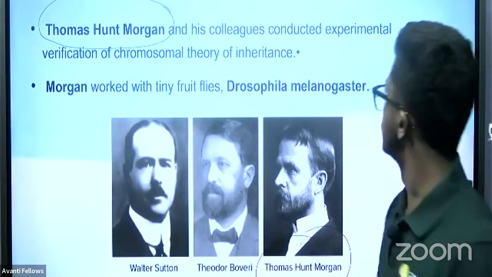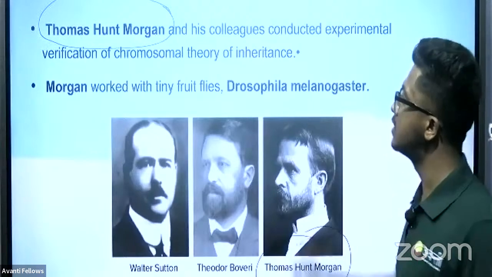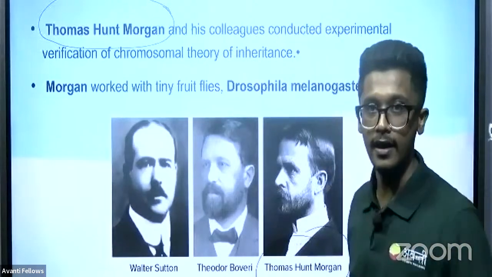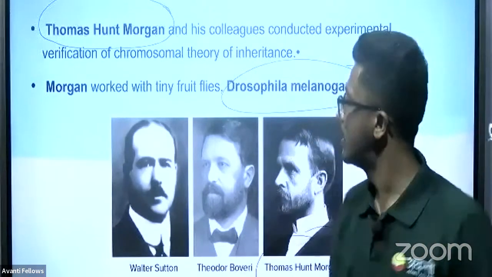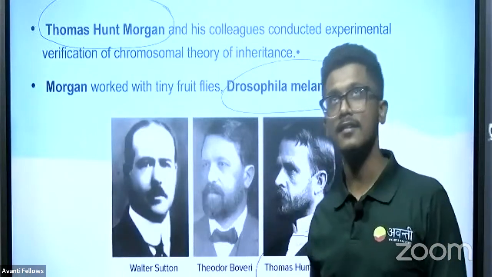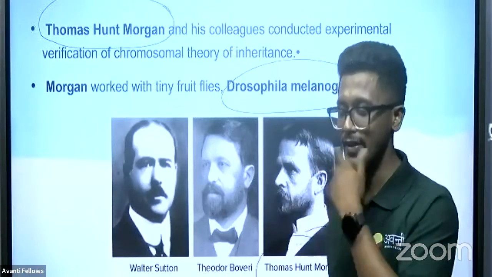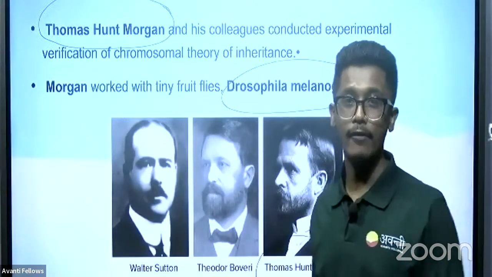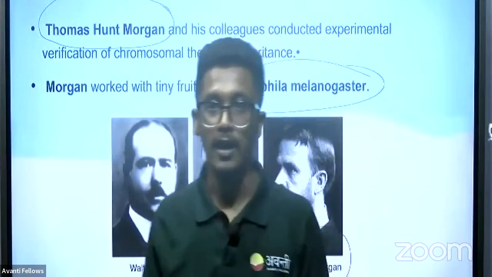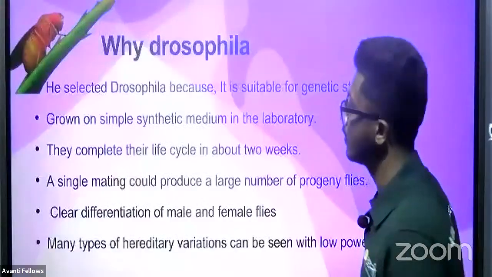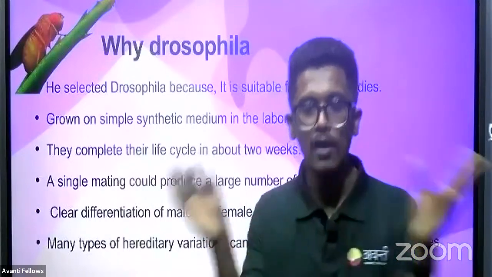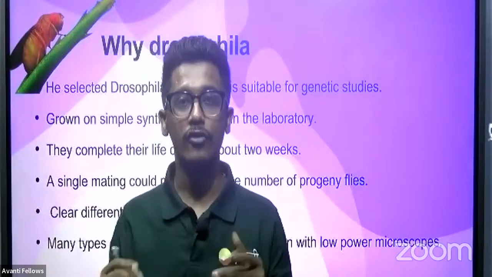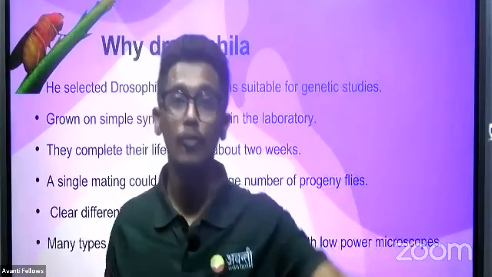Thomas Hunt Morgan worked on the Drosophila of genetics. What is the Drosophila of genetics? It is Drosophila melanogaster, which we also call the Cinderella of genetics. Why the Cinderella of genetics? It has a very small number of chromosomes. It has a very short lifespan. You can see there are males and females. They can produce an enormous number of offspring. They produce a large amount of variations.